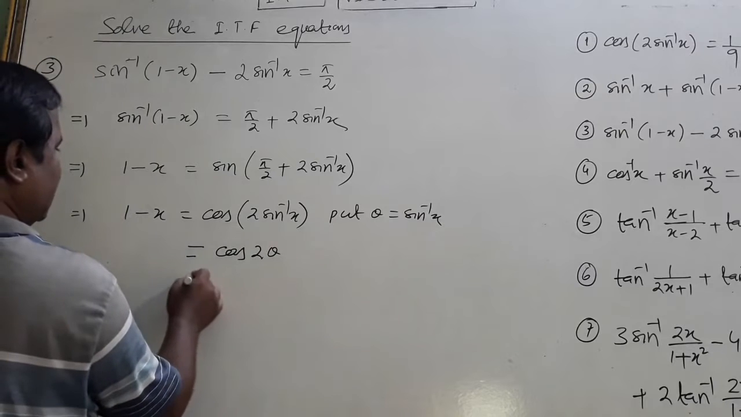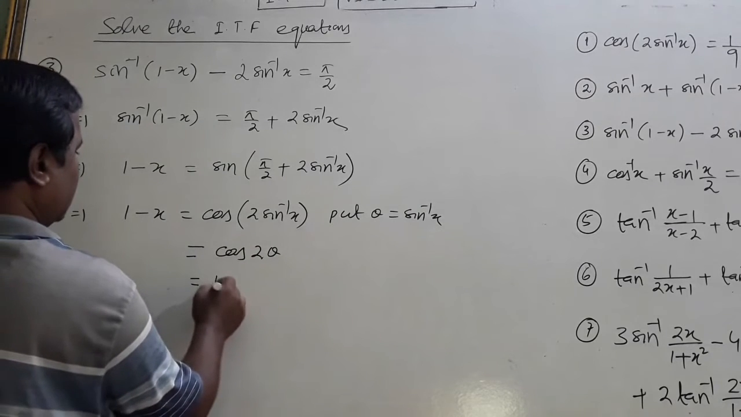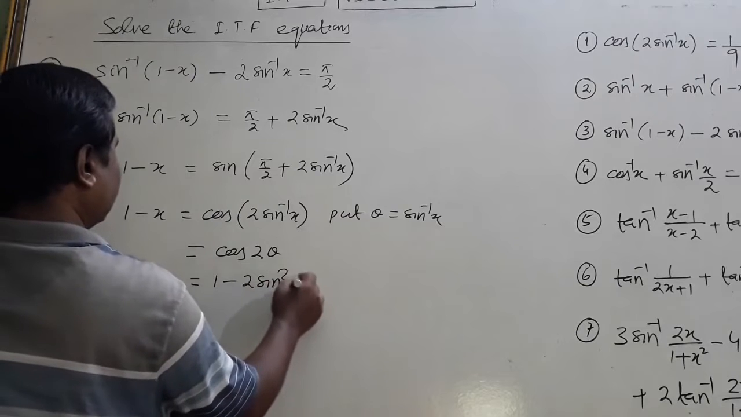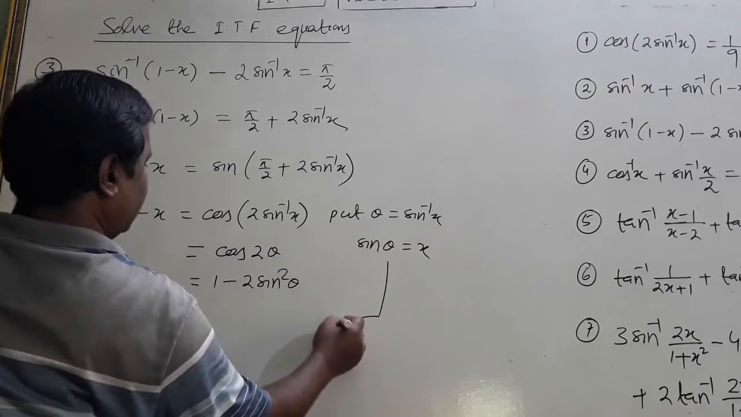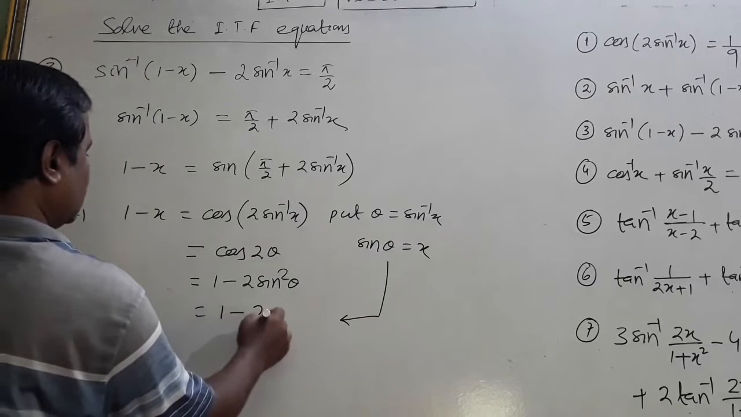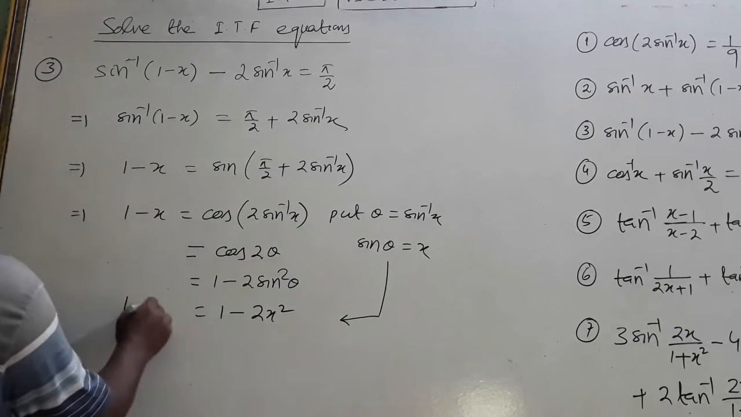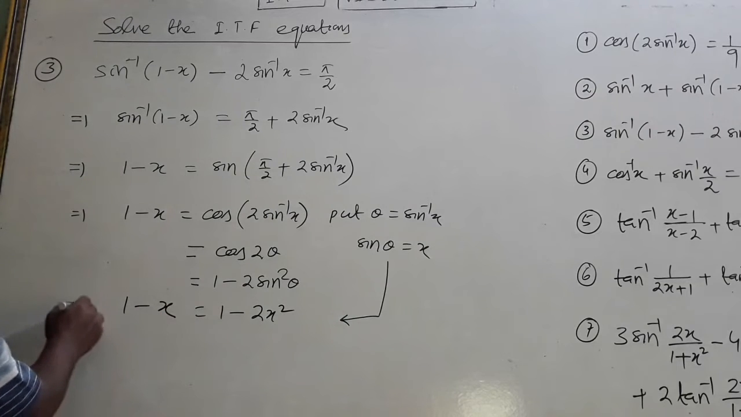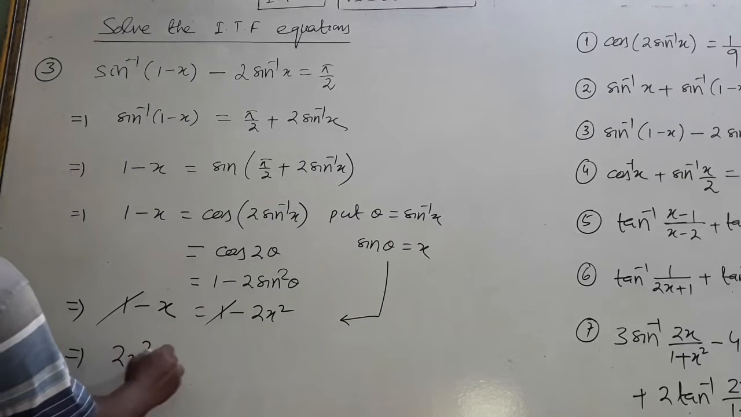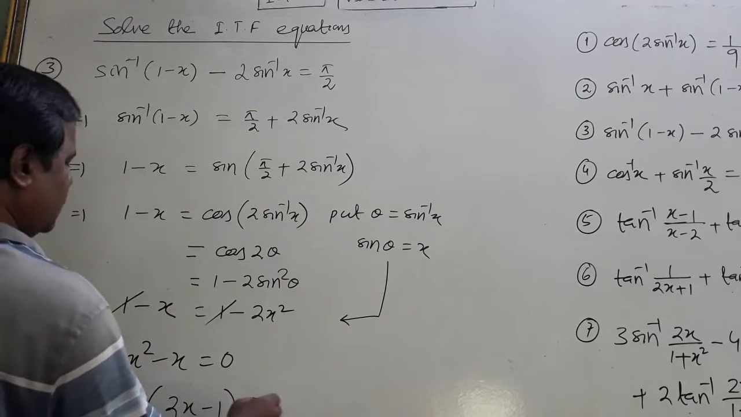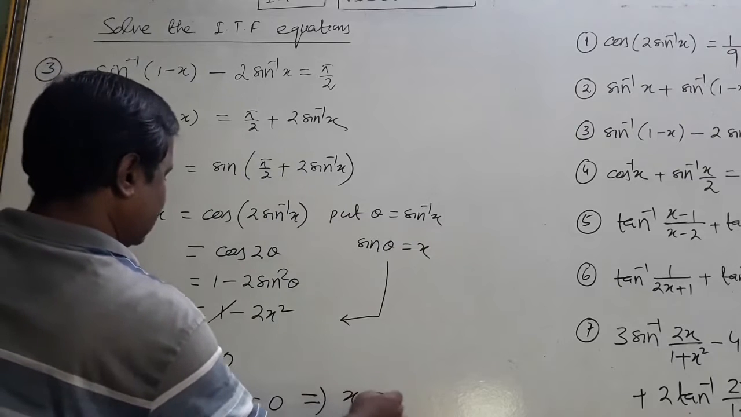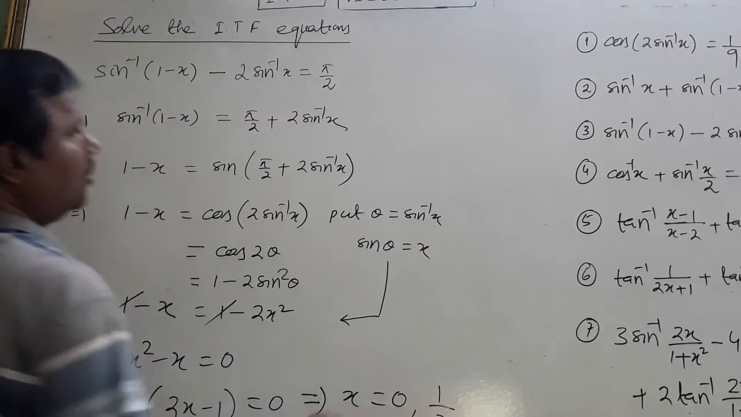Cos 2 theta in terms of sine, express it as 1 minus 2 sine square theta. Although we know sine theta is equal to x, then it becomes 1 minus 2x square. Now 1 minus x is equal to 1 minus 2x square. Cancel this. This becomes 2x square minus x is equal to 0. This implies x into 2x minus 1 is equal to 0. Implies x is equal to 0 or x is equal to half.